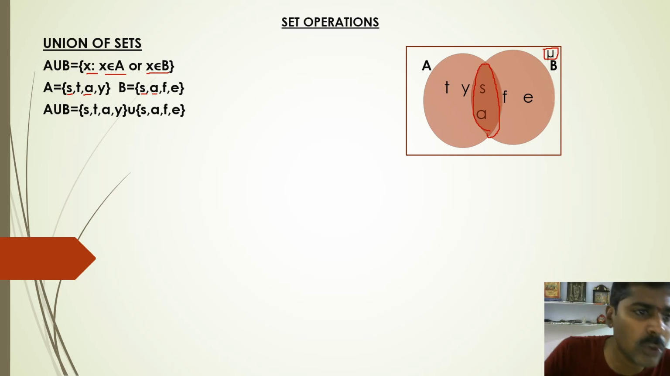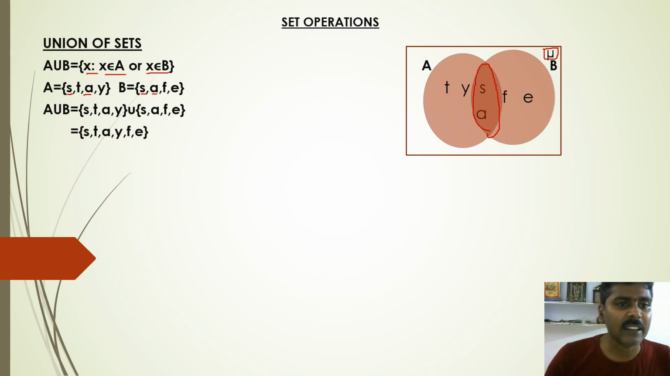Now, how can we do the union? First we write the set STAY union SAFE. Then what do you get? You have to write all the letters in that set. That means STAY. Since the letters S and A are repeated, we need not mention them again. We get STAY once and FE. So finally I got STAYFE.